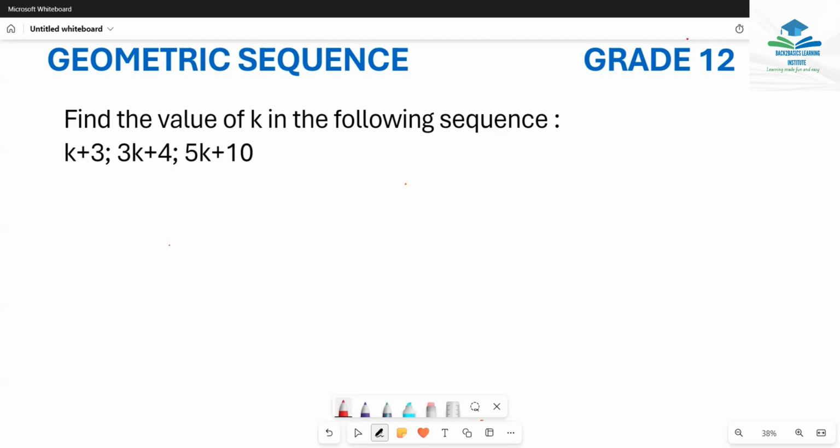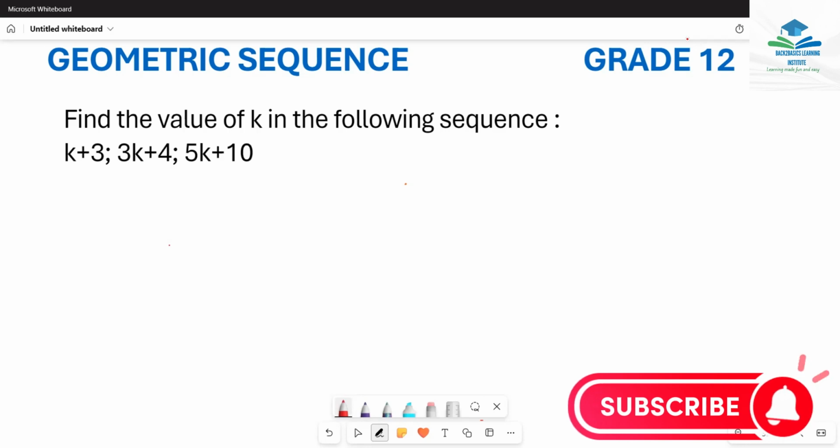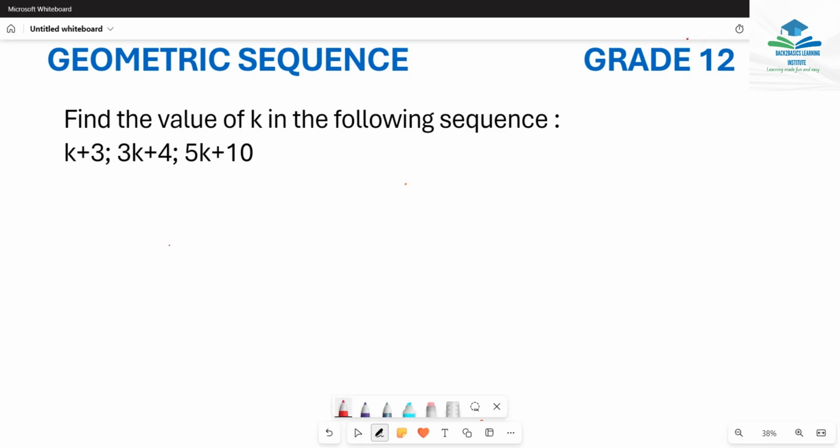If we want to find the value of k, we have one aspect that can assist us. Since this is three terms, one thing that we know is that when we want to find our value of r, term 2 divided by term 1 is the same as term 3 divided by term 2, isn't it so? This is something that we've discussed.